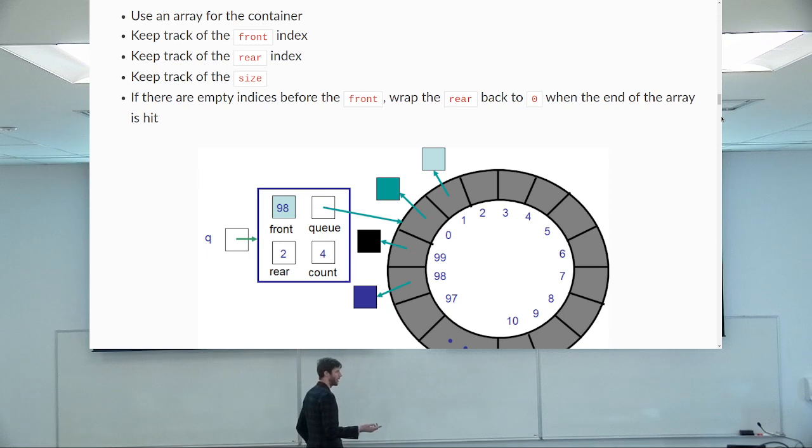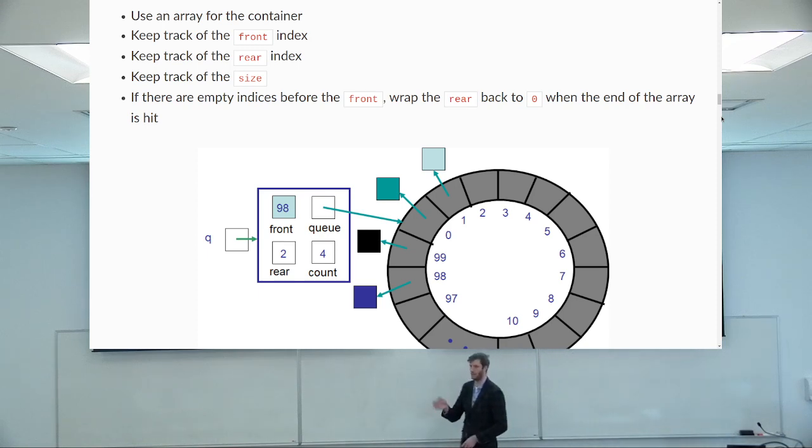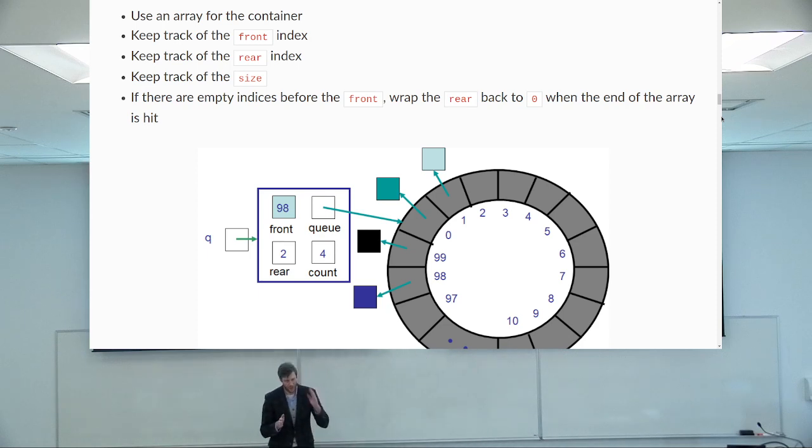Keep track of the front, keep track of the rear, keep track of the size. If there's any empty indices before the front, so let's say the front is index 7, meaning if we're thinking of idea 2, indices 0 through 6 are empty. So then when I enqueue again, let's say I get to the end of the array. My array is size 10. I want to add that 11th thing. There is no index 10. What I do, just loop back and go to index 0. Set the rear to 0.